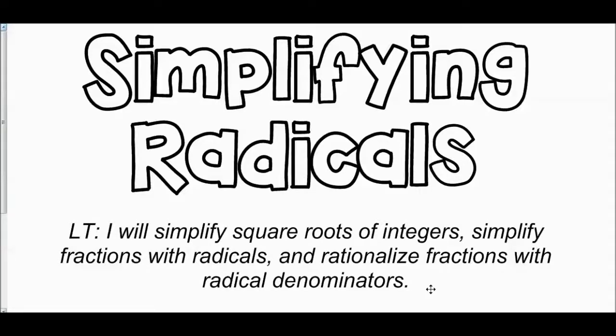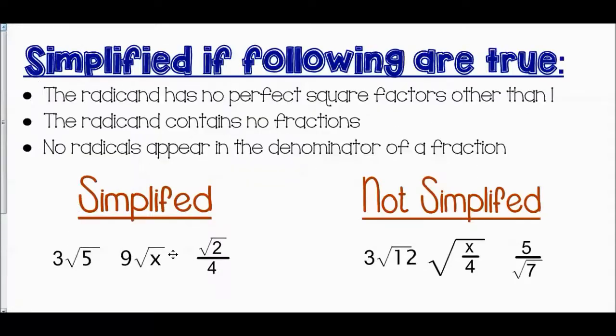Simplifying radicals is going to be under kind of the same idea as what you do with simplifying fractions or simplifying expressions, but we're going to see that there's a whole new world when you open into simplifying radicals. So our target is to simplify square roots of integers, simplify fractions with radicals, and rationalize fractions with radical denominators.